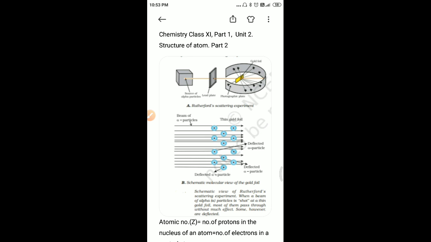Mainly today we'll discuss two atomic models. One is the model given by J.J. Thomson, and another one is Ernest Rutherford's model. Let me discuss first the Thomson model of the atom.